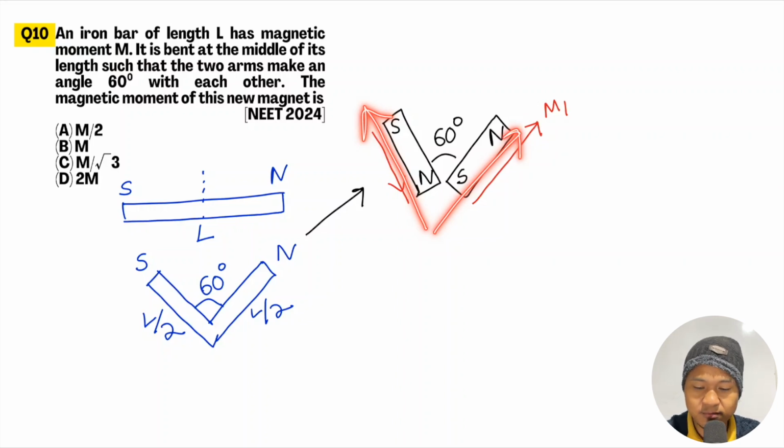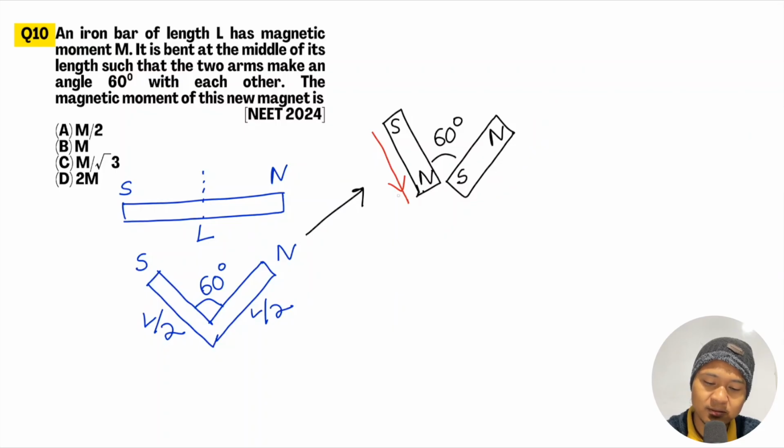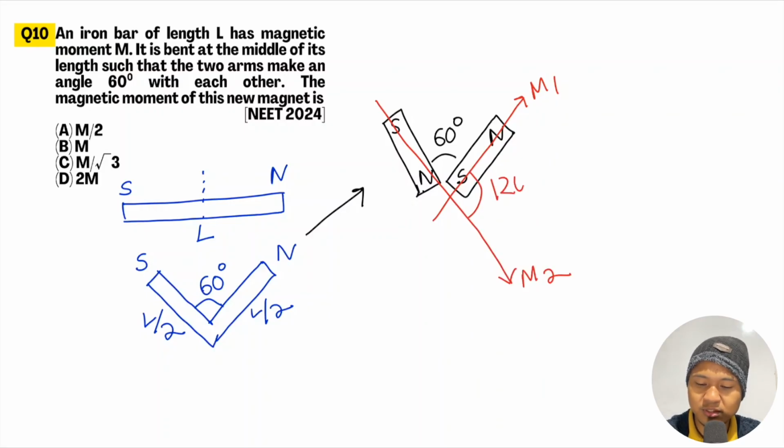So we have to produce it on this side, something like this. So this is m2 and this is m1. The angle between m1 and m2 is 120 degrees, not 60. Okay? To apply the vector formula with angle theta, we have to produce the vectors like this.